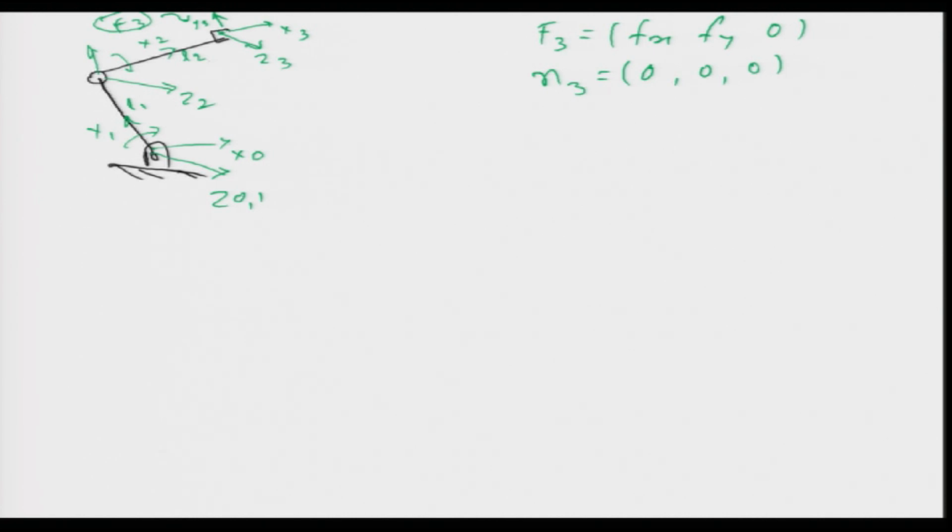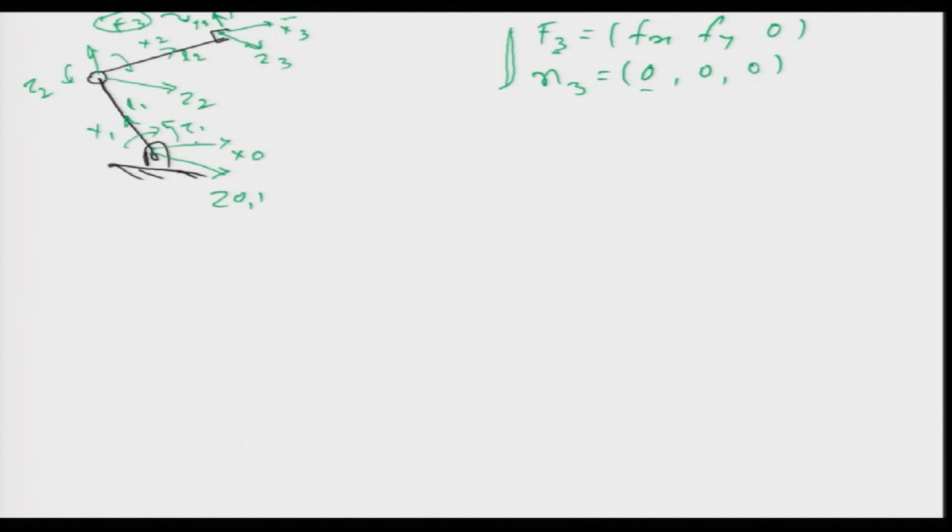Now, the force and moment acting on the third joint is given by F3 and N3, where F3 is given by Fx, Fy. What is the meaning of Fx? What is the meaning of Fy? It means Fx is acting in this direction, and Fy is acting along the y axis of the third frame. So, that is the meaning of F3. Now, there is no moment there, and hence this is equal to 0. Now, what I want to find is, in order to resist this force F3, what is the torque required, tau 2 here, and what is the torque required, tau 1 here? That is what I want to find out.